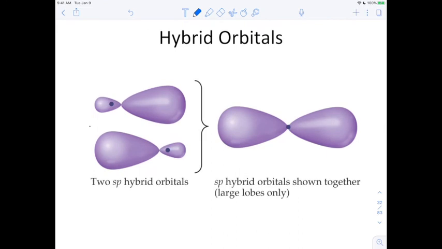Okay, so here are the sp hybrid orbitals, and on the right hand side it says the large lobes are only shown. What that means is those tiny little lobes aren't just cut out of the picture. It's very sad, but there they are. They're in there a little bit. So these are two different sp orbitals that are put together.